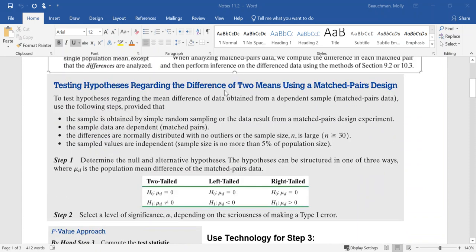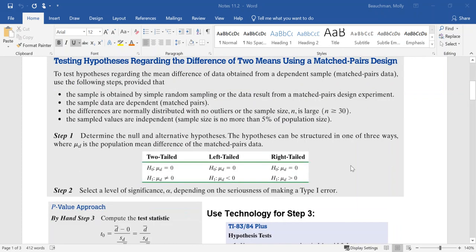For a matched pairs design, to test the hypothesis, we have to make sure the following requirements are met. The sample is obtained by simple random sampling, or the data result from a matched pairs design experiment. The sample data are dependent, this time matched pairs. The differences are normally distributed with no outliers, or the sample size n is large. And the sampled values are independent, which means the sample size is no more than 5% of the population size.